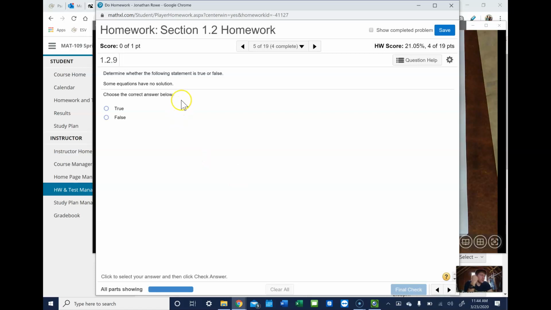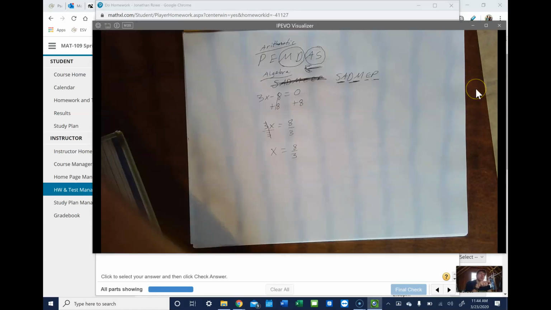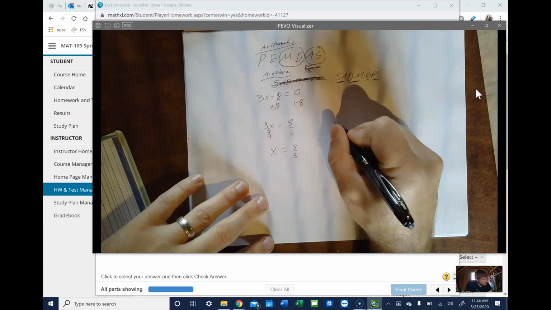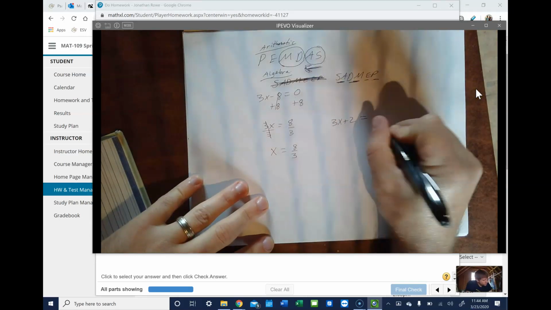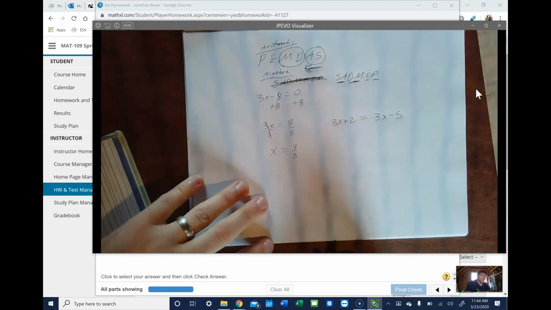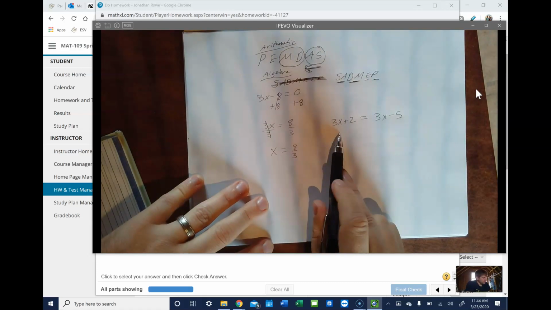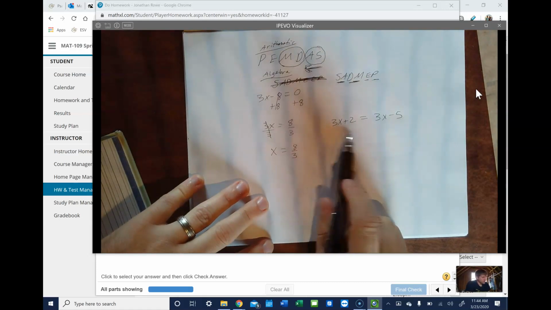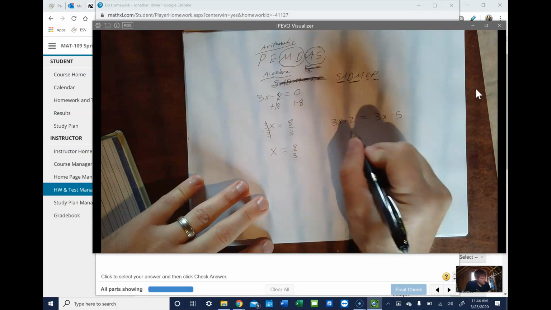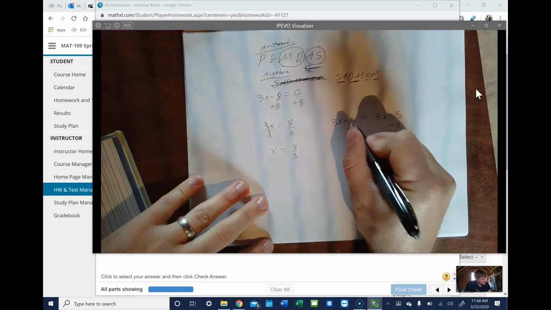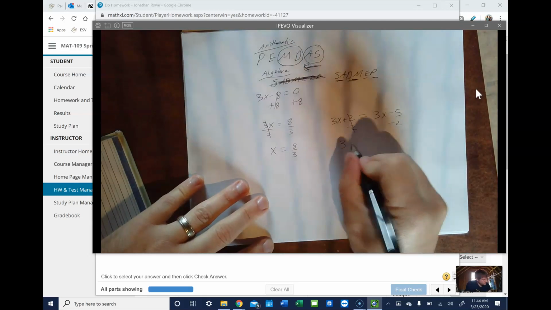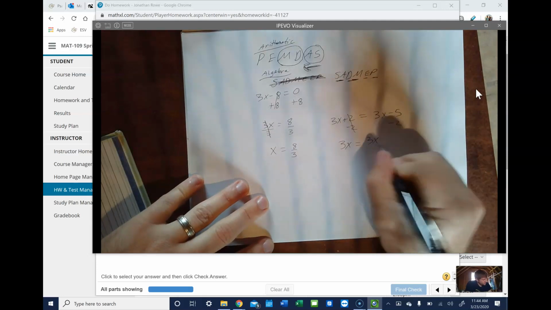Some equations have no solution. That is true. Let me show you one. Let's say you had 3x plus 2 equals 3x minus 5. Well, let's try to solve this. Let's get rid of the 2 on both sides. So subtract 2 and we get 3x equals 3x minus 7.